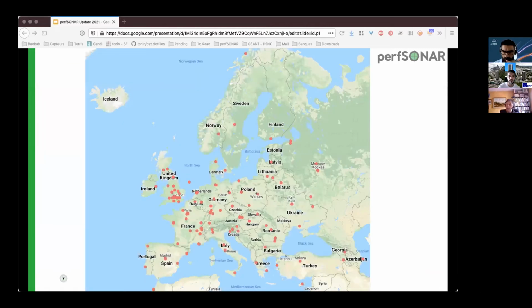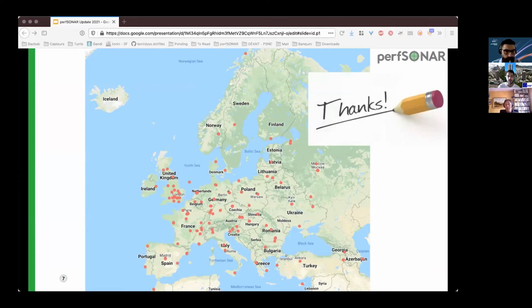And even if we look at the European map, we can see that the same kind of movement appears, where we have deployments in nearly every European country, or the larger Europe, let's call it. So that's really great, and that's thanks to you. So thank you to every perfSONAR node administrator for making this possible. And this is only the public nodes. So we know as well that there are private deployments, and those don't show here on the map.